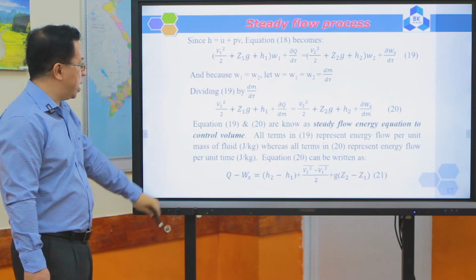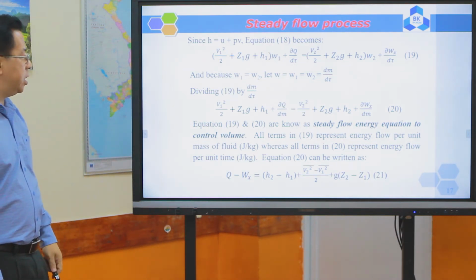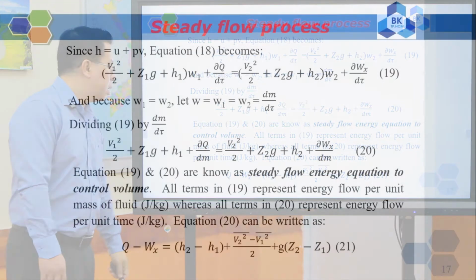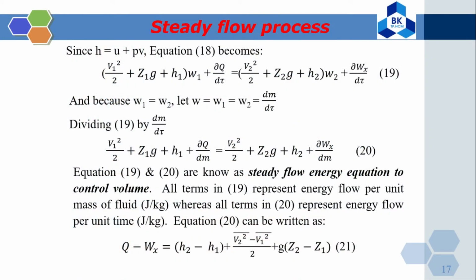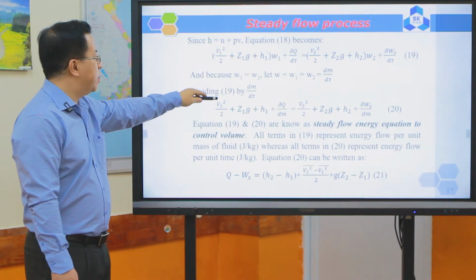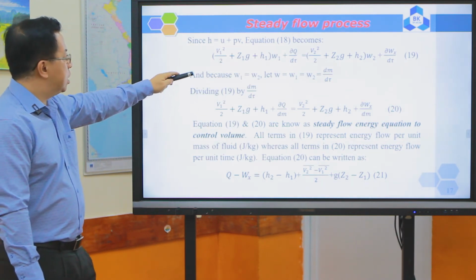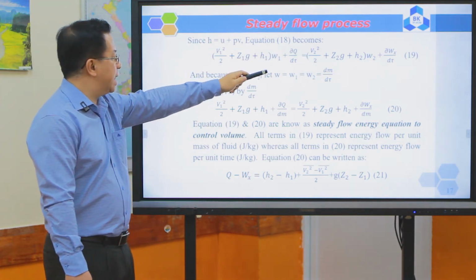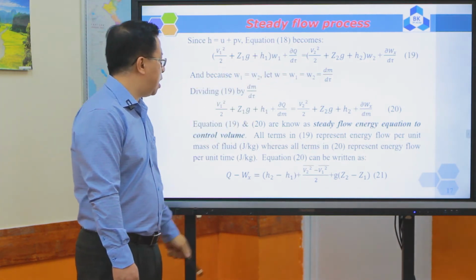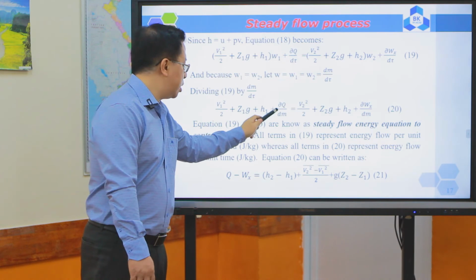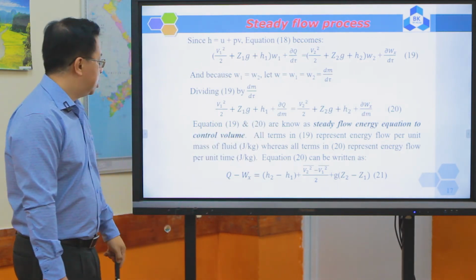Equations 19 and 20 are known as the steady flow energy equation for a control volume. All the terms in equation 19 represent energy flow per unit mass of fluid, whereas all terms in equation 20 represent energy flow per unit time. The difference between the two forms is that in equation 19 we have tau, related to time, but in equation 20 we have m, related to the mass.